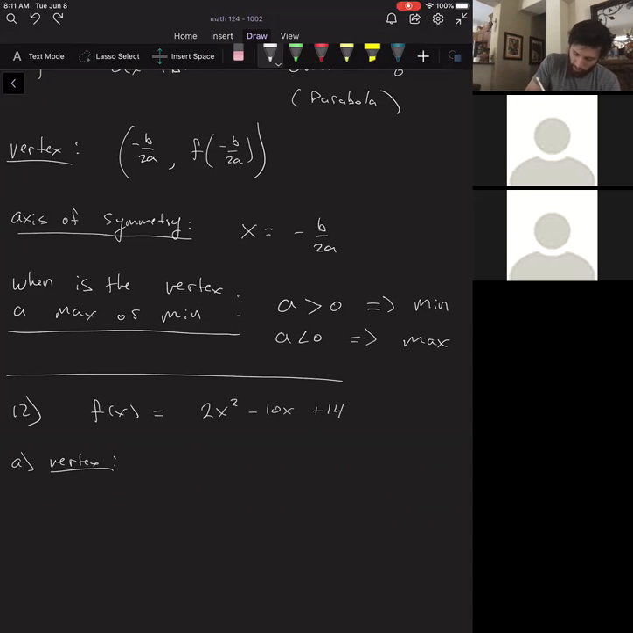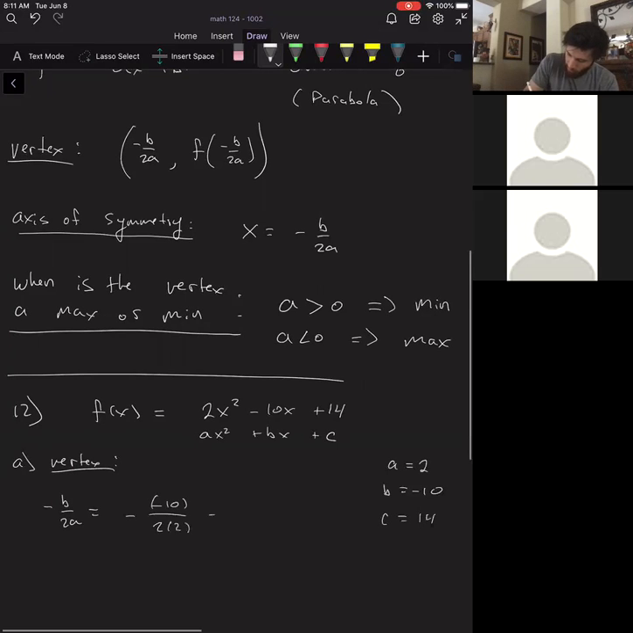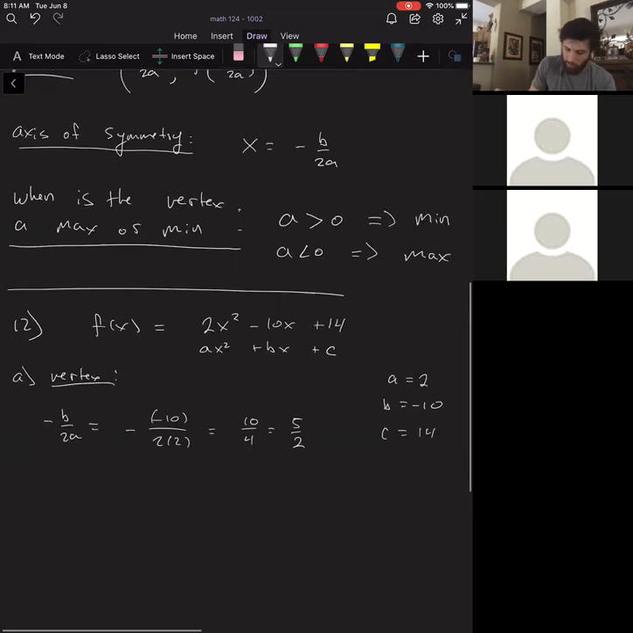So let's see, what is negative b over 2a? Negative b divided by 2a is equal to, so remember, this is ax squared plus bx plus c. So in this example, we can see that our a is equal to 2, our b is equal to minus 10, and our c is equal to 14. So negative b over 2a is going to be negative 10 divided by 2 times 2, which is 10 divided by 4, which is 5 over 2. So there's our negative b over 2a. It's going to be positive 5 over 2.